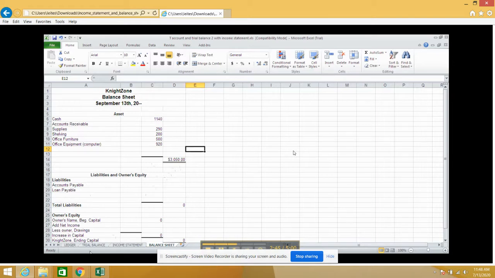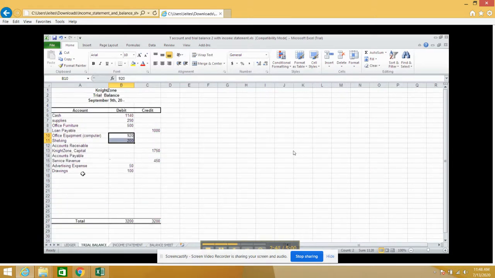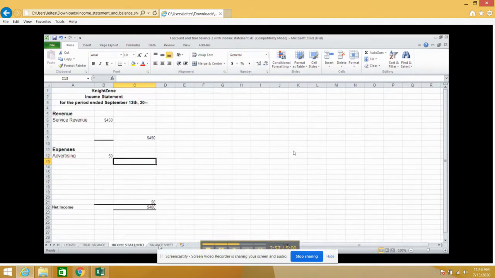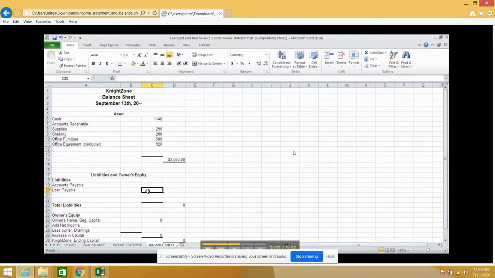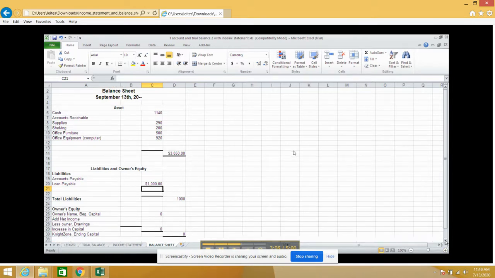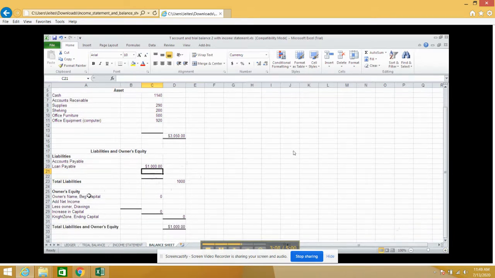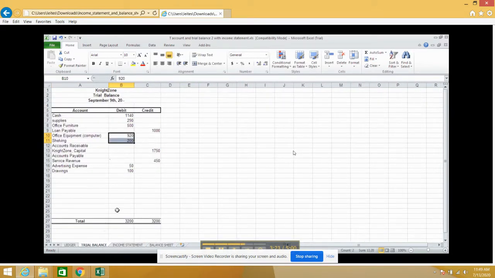Now let's do our liabilities. Accounts payable. Looks like we have a loan payable of $1,000, and for accounts payable, we have nothing. So we'll just put in the $1,000 for the loan payable. And this is where it gets a little bit tricky. We'll go into the owner's equity section. So the owner's name in this case, we'll just put Knights Own. The beginning capital. In this case, the beginning capital, we'll just use $1,750.